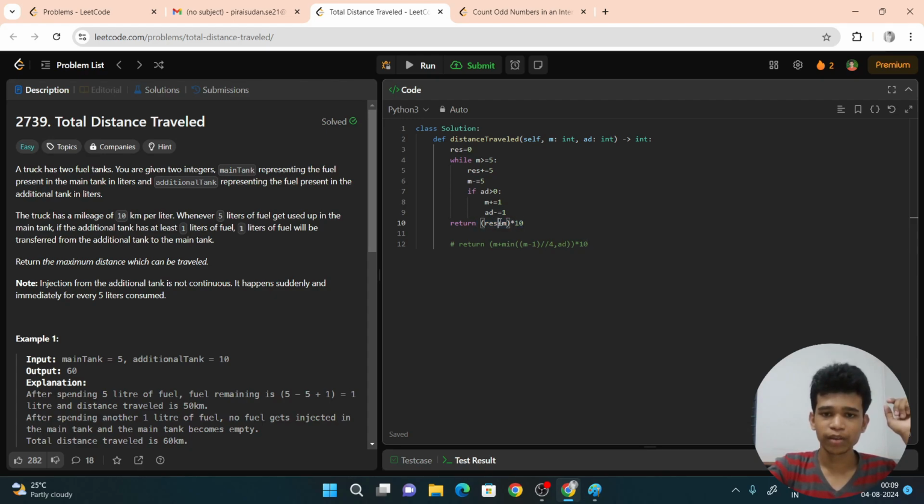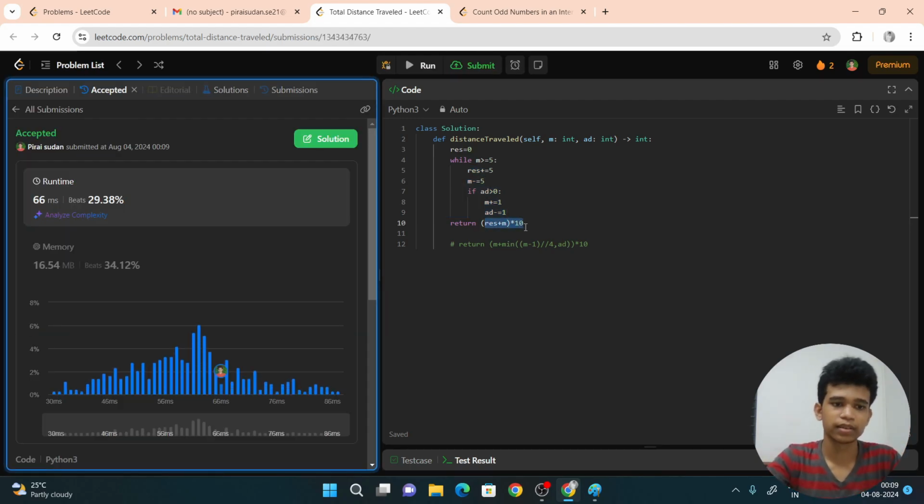You may wonder why I am doing this plus m. Because only when m is greater than or equal to 5, this loop will be executed. If it is less than that, we want to take that into our fuel consumption, right? That's why I am returning this. Let me submit this. Yes, it is submitted fully.